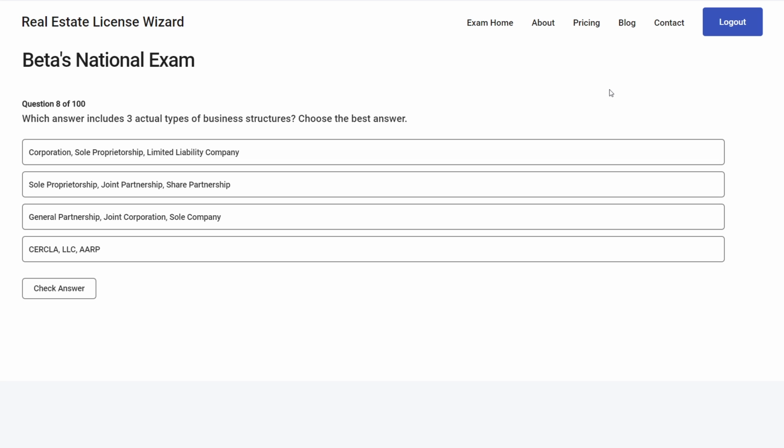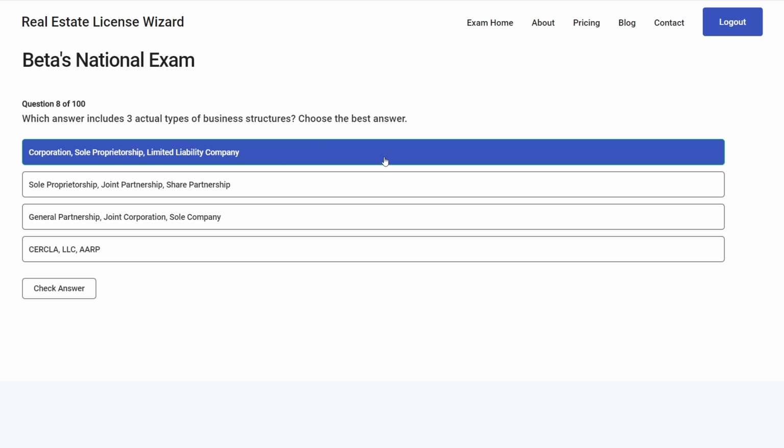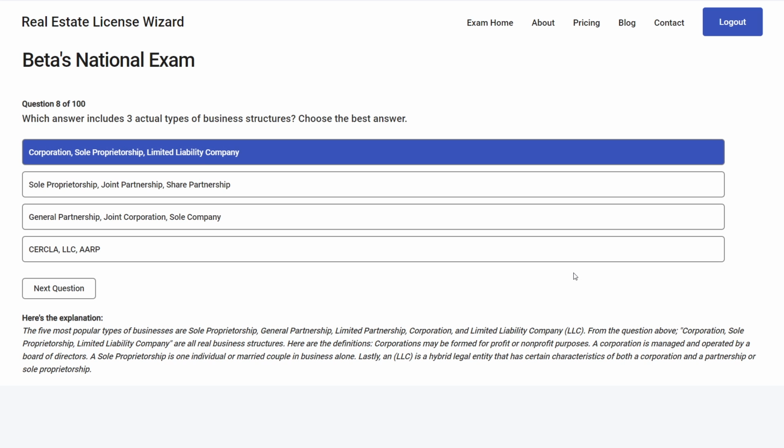Alrighty. So hopefully you guys chose the right answer for this one. It is here. Corporation, sole proprietorship, and limited liability company. So the 5 most popular types of businesses are sole proprietorship, general partnership, limited partnership, corporation, and LLC or limited liability company. So for the answer above, those 3 options are all types of business structures.